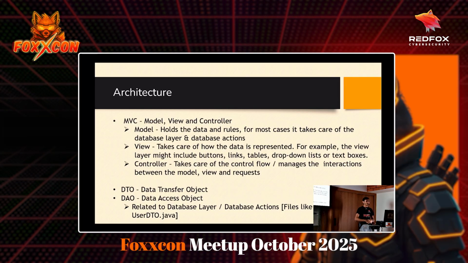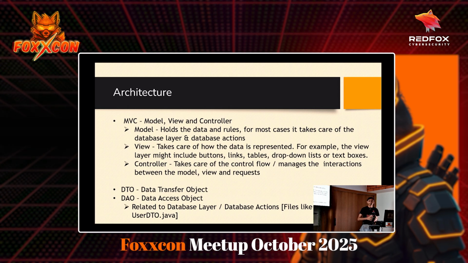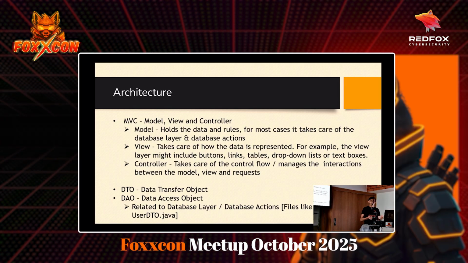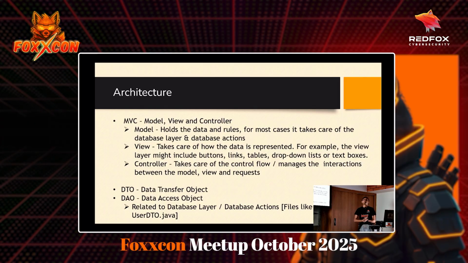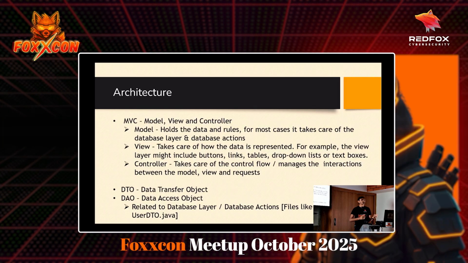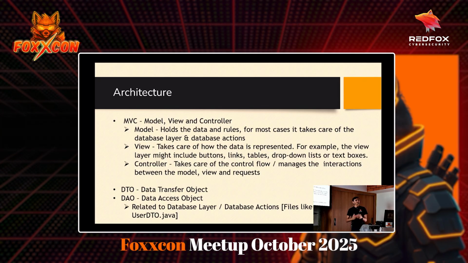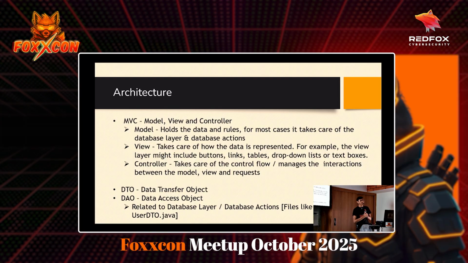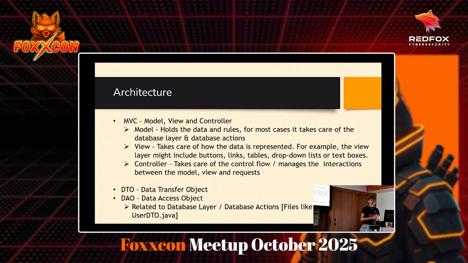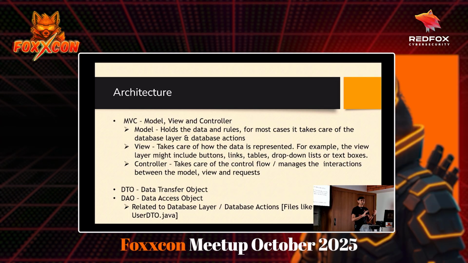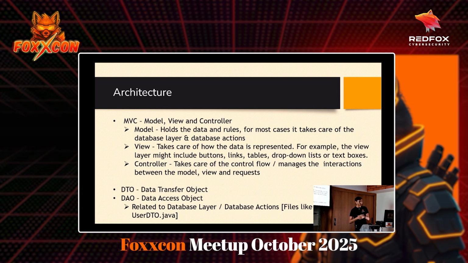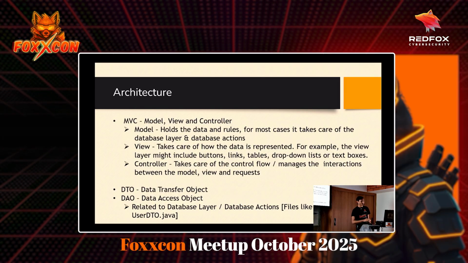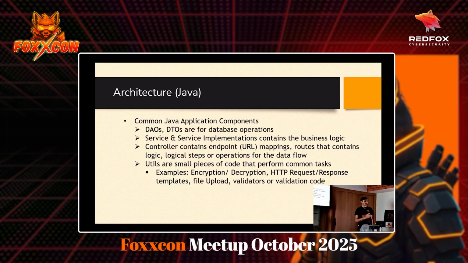Next comes the DTO and DAO, data transfer object and data access object. These are related to the database layer and database actions. If we talk about the code, you must have seen files like user DAO, user DTO, admin DAO, admin DTO. Those are called DTOs and DAOs. DTO, as the name suggests, is the data transfer object, so it structures the data to transfer between different parts of the application. And DAO, as the name suggests, is data access and handles database interactions. Okay, so that was the general architecture.